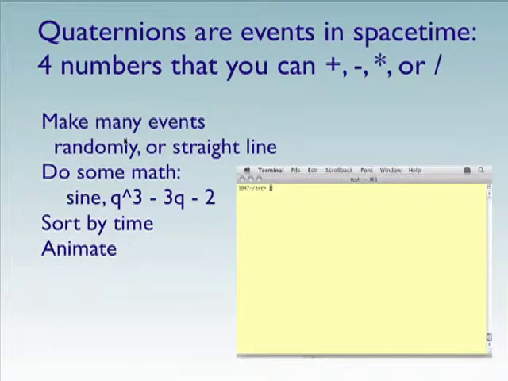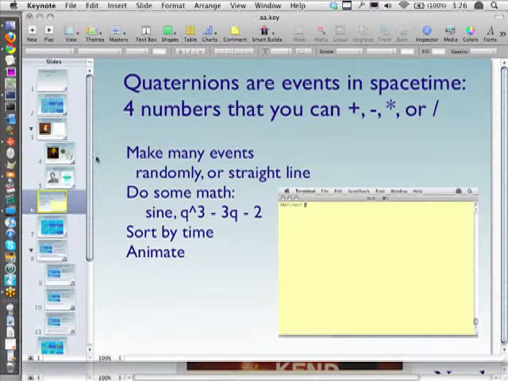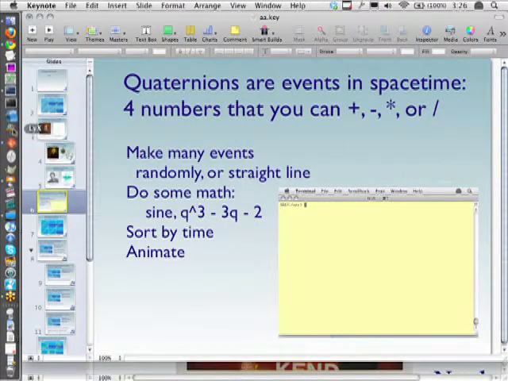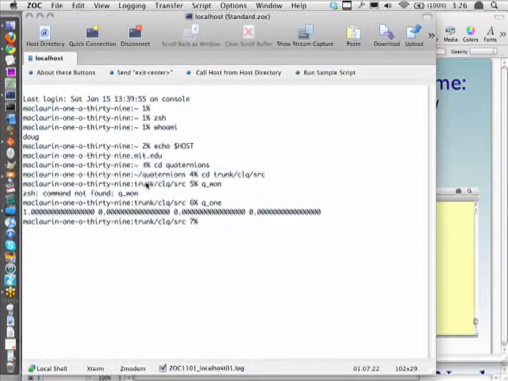All right. So I'm thinking about Quaternion as events in space-time and four numbers that you can add, subtract, multiply, divide, and do all kinds of things. And let me actually just demo the software for just a bit here. So I'll bring up. So this is all software that I've written, and one thing about the software I wrote is that I'm a big fan of the command line interface.